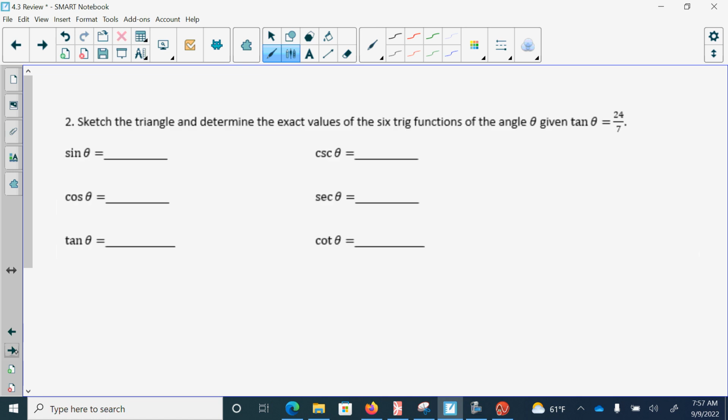Okay, the next one says sketch the triangle and determine the exact values of the six trig functions of the angle theta given below. So they tell me that the tangent is 24/7. I'm just going to sketch a triangle. I'm going to assume that's in the first quadrant, that's why I drew it like that. Here's going to be my theta. My tangent is my opposite, so 24, over my adjacent, which is 7.